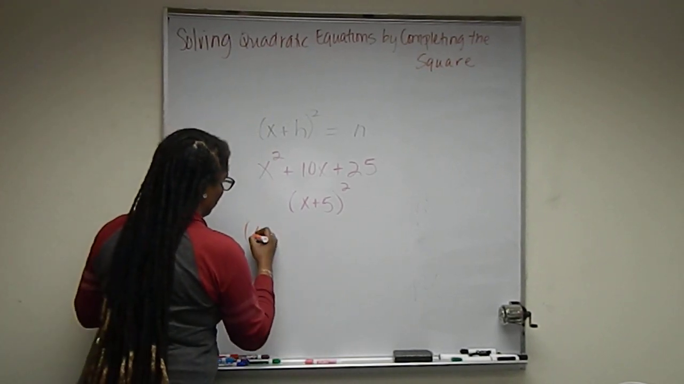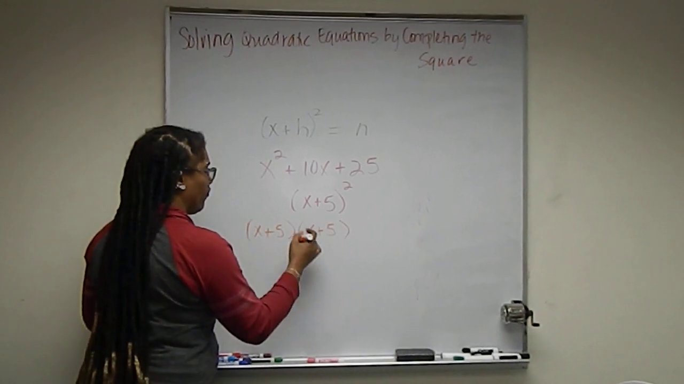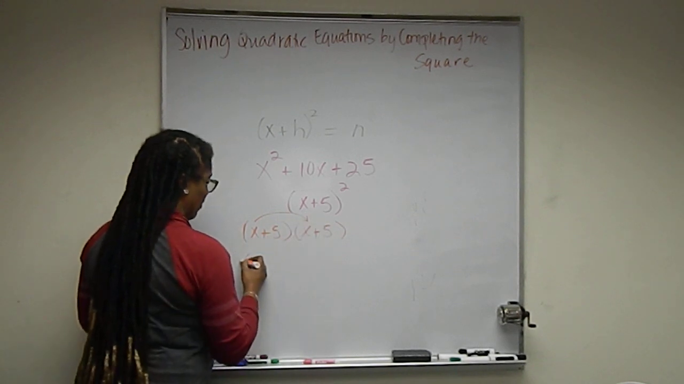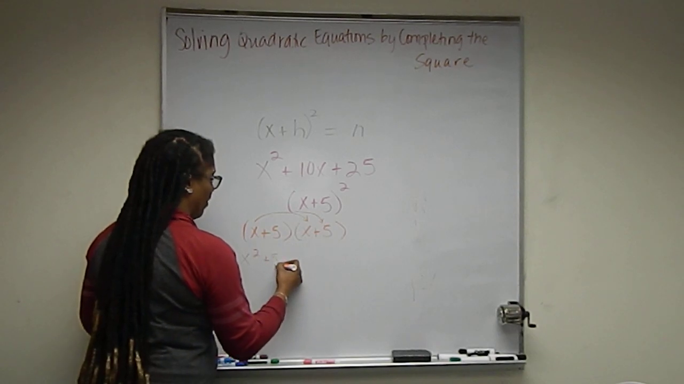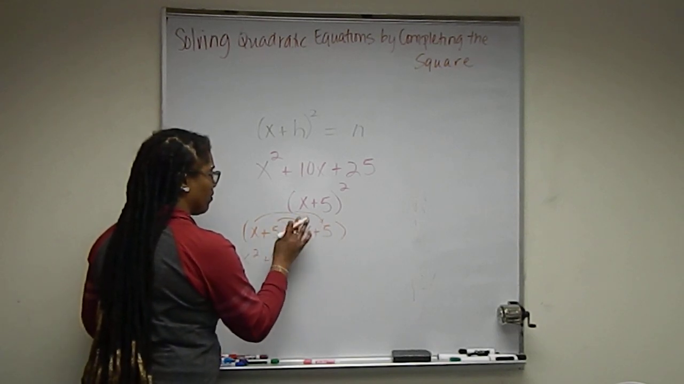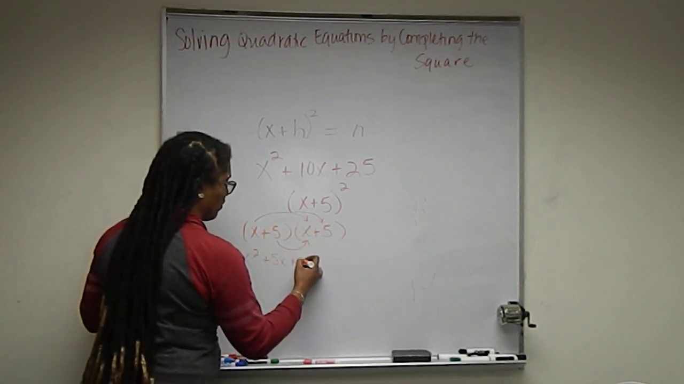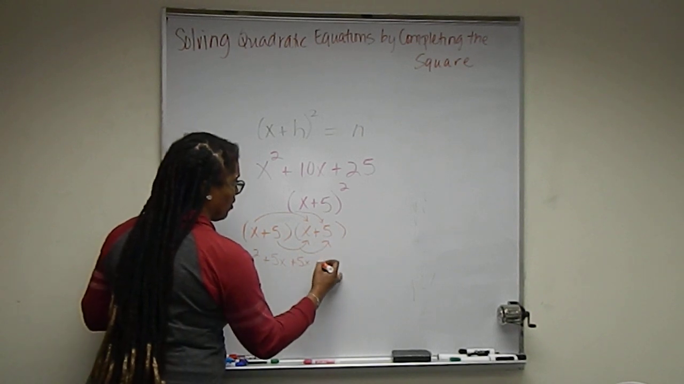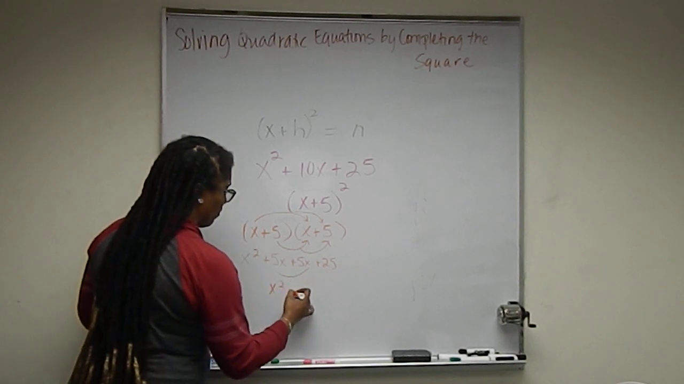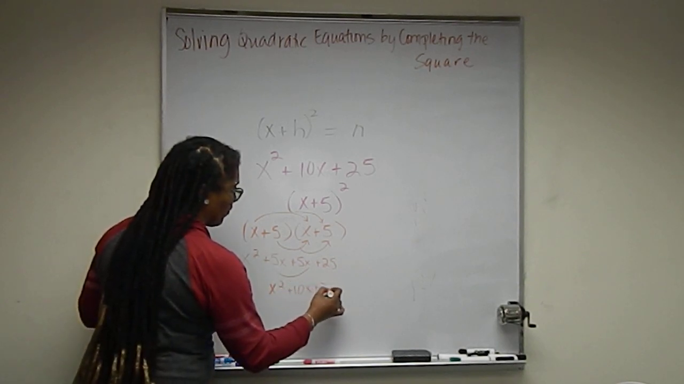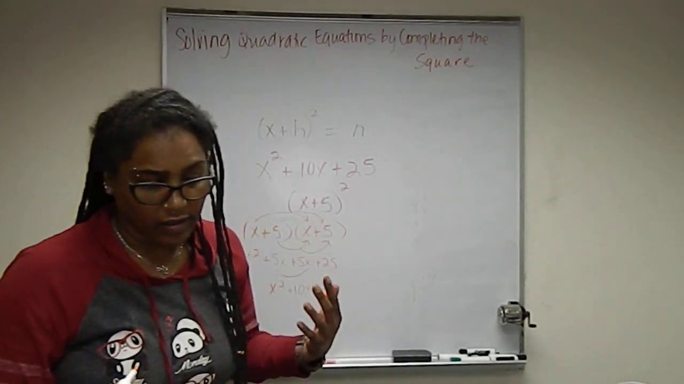This means (x + 5) times (x + 5), and we know we FOIL. x times x is x squared. x times positive 5 is 5x. 5 times x, and I usually like to do that one underneath, is plus 5x, and then 5 times 5 is plus 25. We combine our like terms: x squared plus 10x plus 25. So we're rewriting that perfect square trinomial as a perfect square.